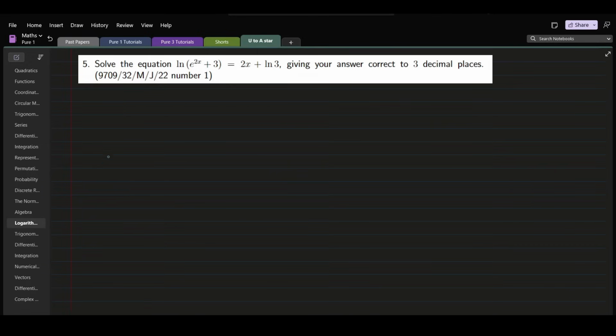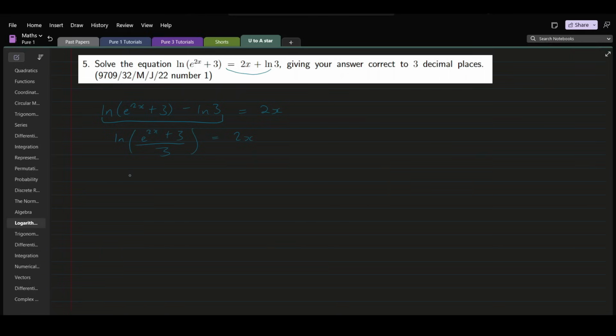Solve the equation ln e to the 2x plus 3 is equal to 2x plus ln 3. Okay, let's start by putting everything with ln on one side, ln e to the 2x plus 3, and then we're going to move this ln 3 to the left hand side, so that becomes minus ln 3, and this is equal to 2x. Using laws of logarithms, these two logarithms will combine to give us ln e to the 2x plus 3 over 3, and this is equal to 2x.